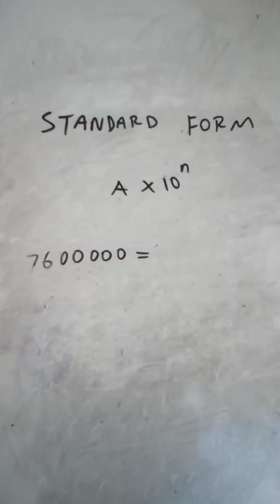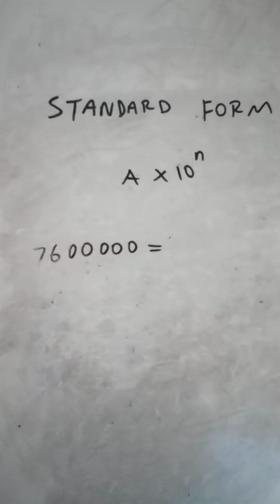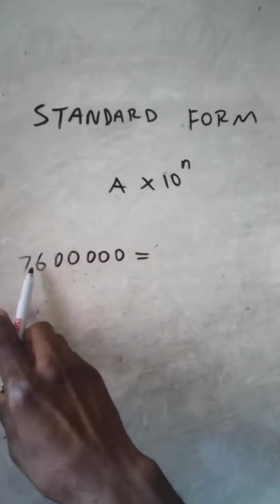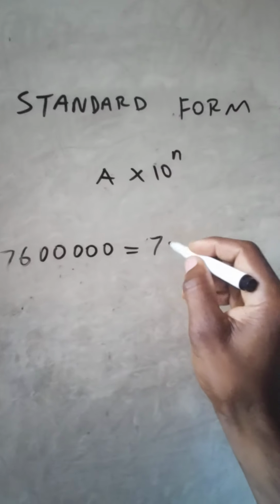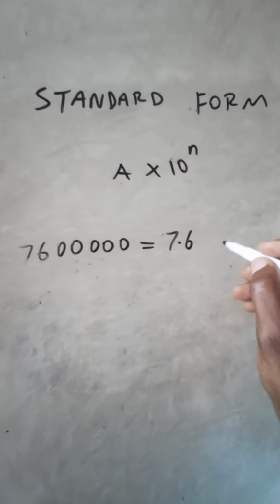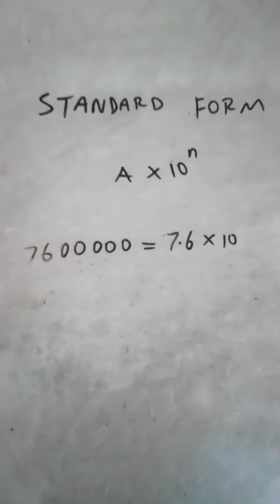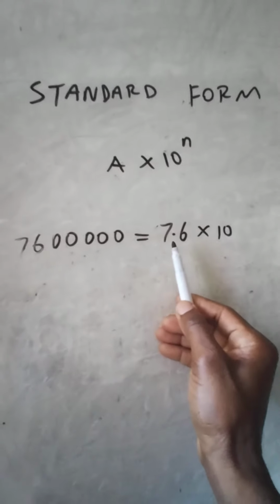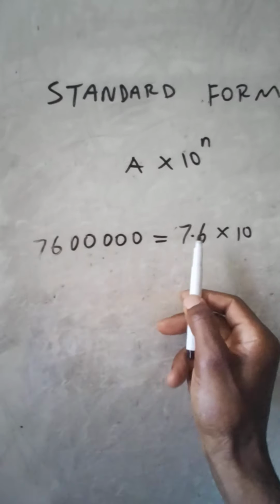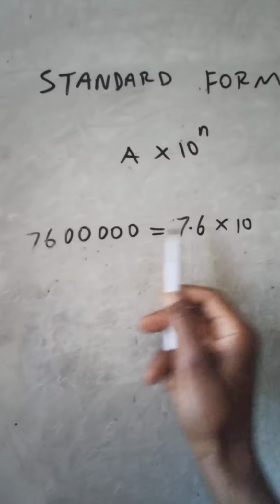Okay, so here I have a big number, 7,600,000 to be written in standard form. The first procedure is to put the point after the first number between 1 and 10, which is 7.6, right? Then we multiply by 10. Then we're going to say, no, this is the number that we have, the new number. So the point is going to be right here.